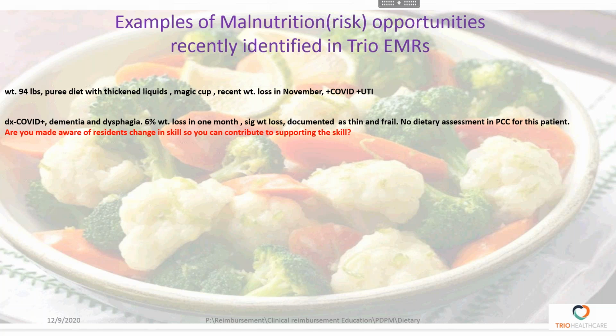A diagnosis of COVID, dementia, dysphagia, a 6% weight loss in 1 month, significant weight loss documented as thin and frail. Now, this patient has no dietary assessment in PCC for this time frame. Are you, as a dietitian, being made aware of residents that are changing their skill level so that you can contribute to supporting the skill? Everyone knows when someone's admitted to the facility, and yes, they may be Medicare or they're not, but have you been told about the people that we are skilling in place when they test positive?